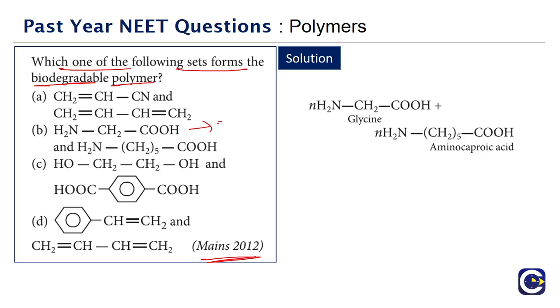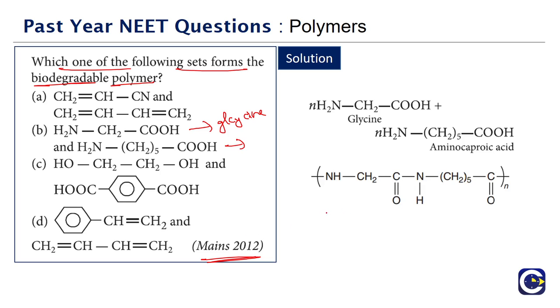This is glycine, and this is amino caproic acid. So glycine and amino caproic acid will undergo polymerization to give nylon 2 nylon 6. This can be taken as an example of condensation polymer. Why? Because you see here what is going to happen: OH from the COOH group and one hydrogen from the amine group will be removed as water. So this is the reason why we will consider this as condensation polymer.